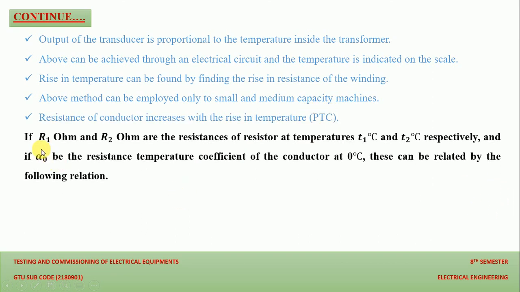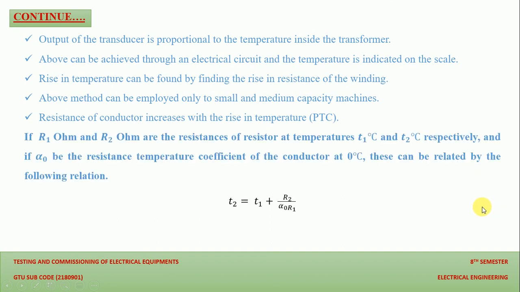Now, suppose R1 ohm and R2 ohm are the resistances at temperatures T1 and T2 respectively. So for temperature T1 we have a resistance R1, and for temperature T2 we have a resistance R2. And if alpha 0 is the resistance temperature coefficient of the conductor at 0 degree centigrade, then this can be related by the relation shown here: T2 is equal to T1 plus (R2 minus R1) upon alpha 0 into R1.